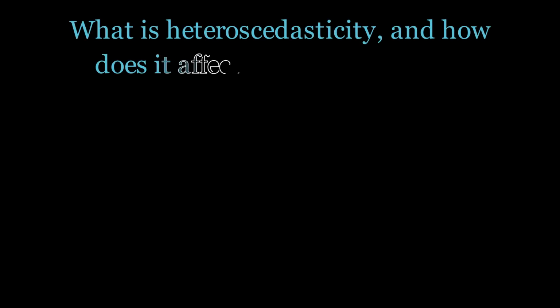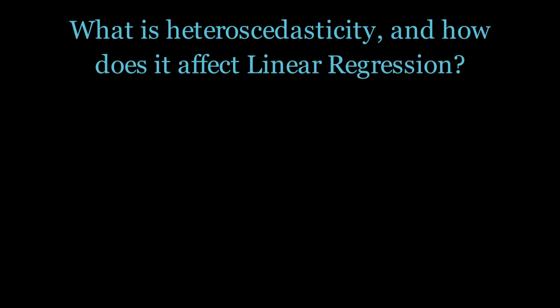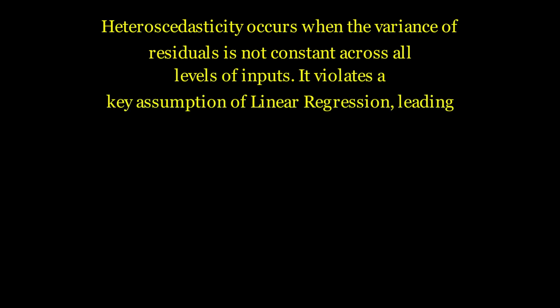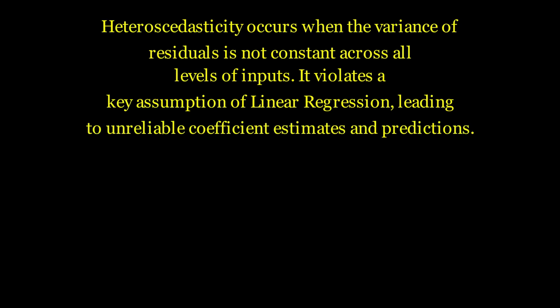What is heteroscedasticity and how does it affect linear regression? Heteroscedasticity occurs when the variance of residuals is not constant across all levels of inputs. It violates a key assumption of linear regression, leading to unreliable coefficient estimates and predictions.